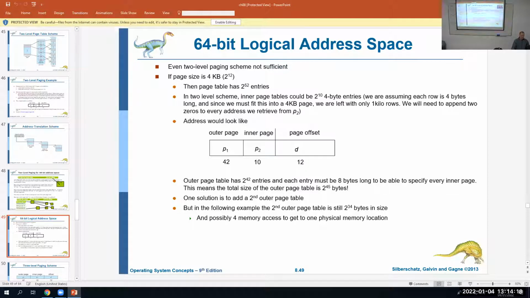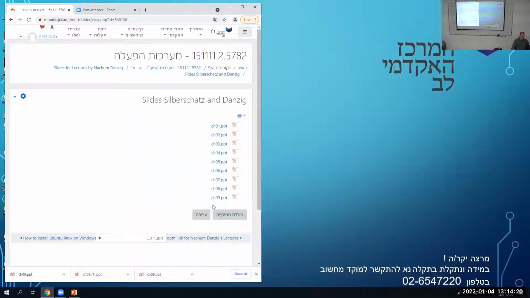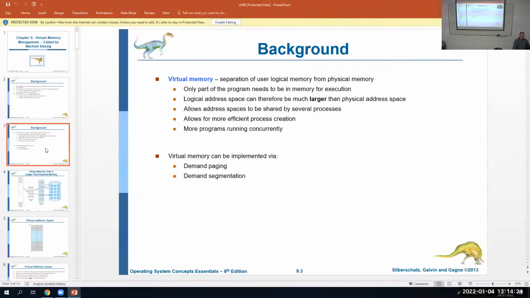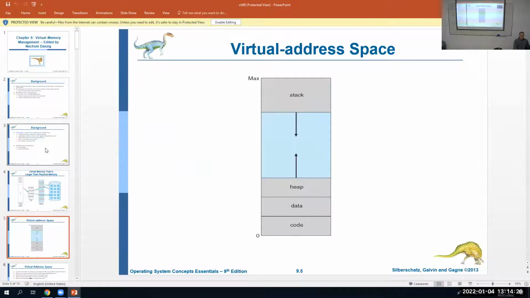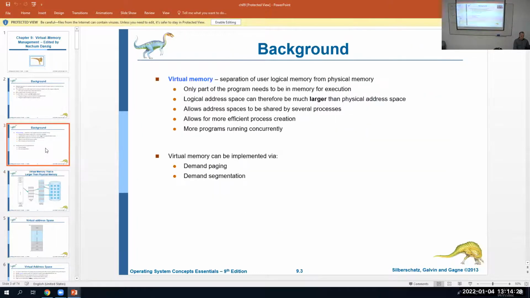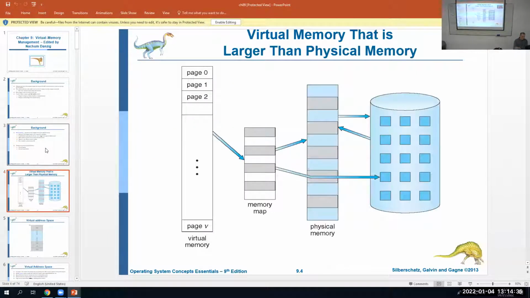But that'll give me time to close this and open chapter 9 and find the right page. So how do you remember where we were? Yeah, we were in that chart of virtual memory larger than physical memory. This one. And I had shown how I had improved this chart.